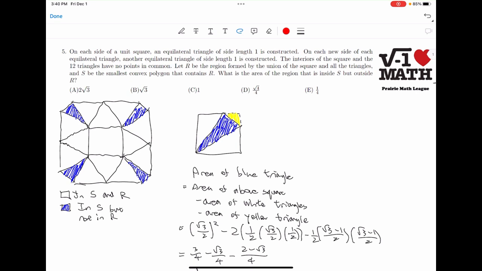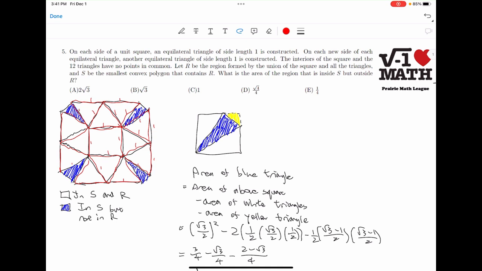So for problem number 5, we have a unit square, unit meaning all the sides are 1, and we draw equilateral triangles on all of its sides. And then we draw 8 more triangles in total, one from each side of the new equilateral triangles. Since these are all equilateral and the square has side length 1, these equilateral triangles all have side length 1. Yeah, you get the idea.